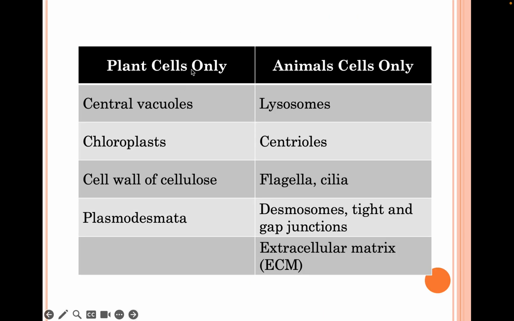All right, so some things that only plant cells can boast. They have central vacuoles, chloroplasts, walls of cellulose, and they use plasmodesmata. Animal cells, in contrast, contain lysosomes, centrioles, external structures like flagella and cilia, and desmosomes and gap junctions. Animal cells also are the only type to have extracellular matrix.